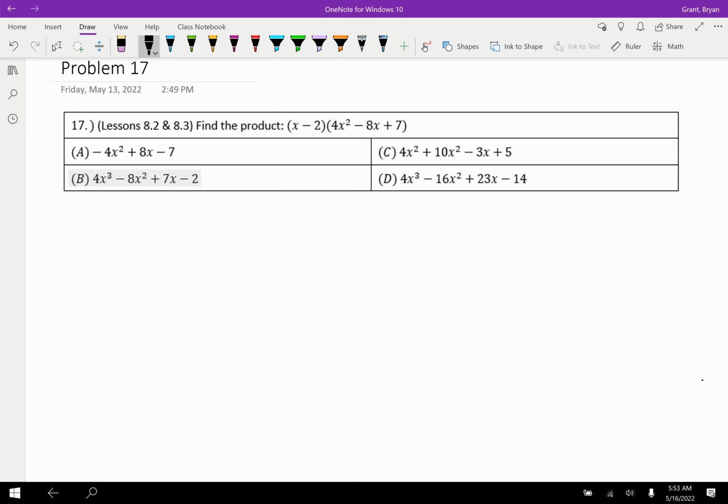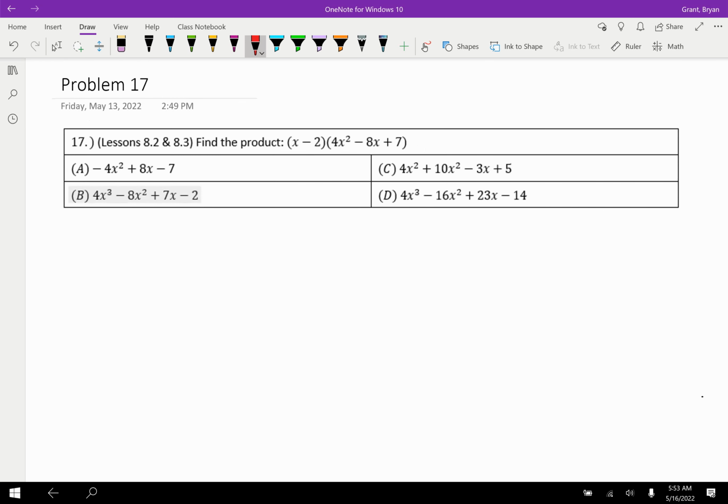Welcome back to your Algebra 1 Semester 2 final review. We're on to problem 17. Problem 17, much like problem 16, also comes from lessons 8.2 and 8.3.